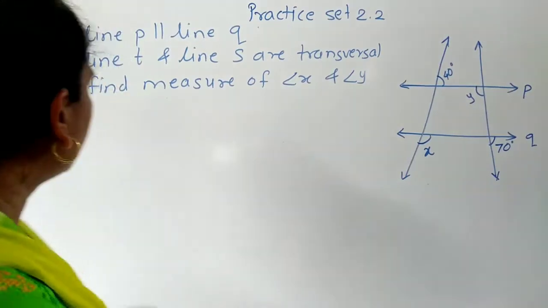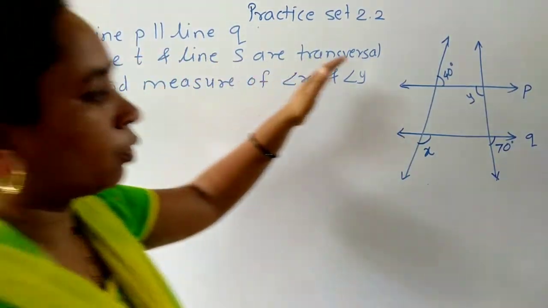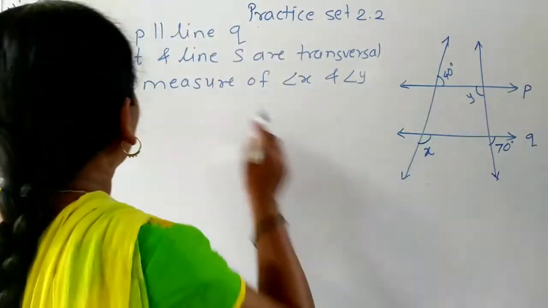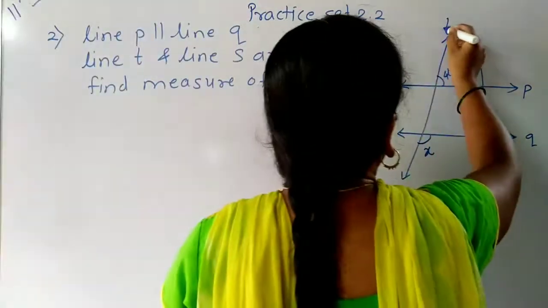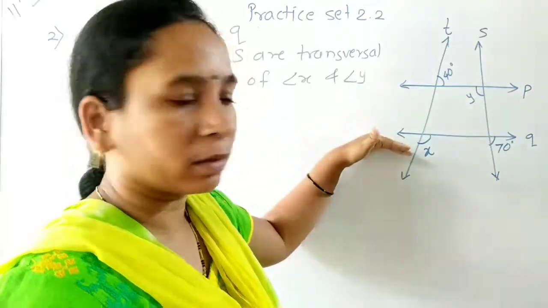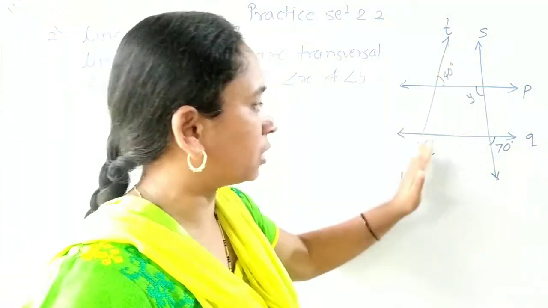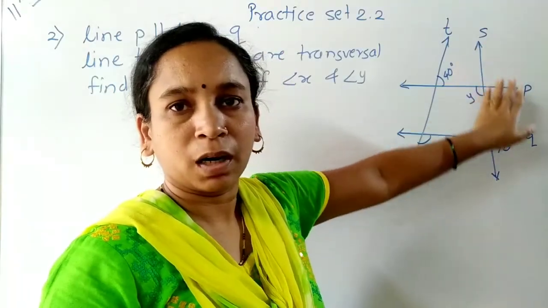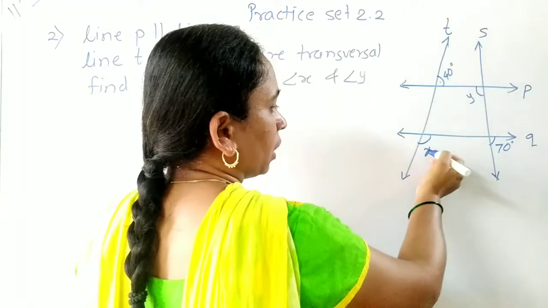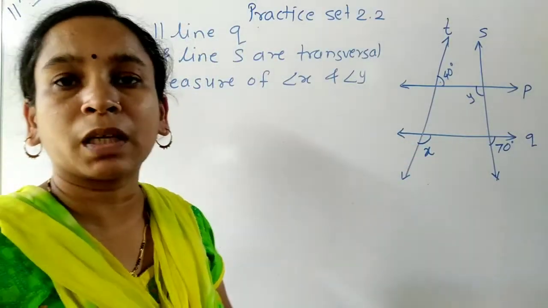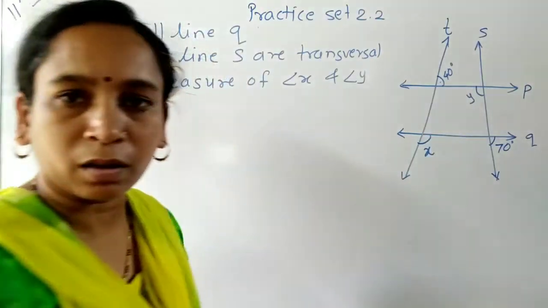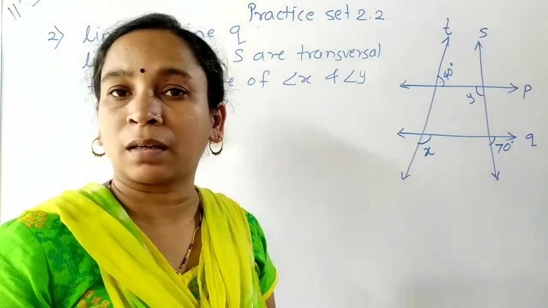In the third example, see here, line P and Q are parallel. See, these two lines are parallel. And here, they said that line T and S are the transversals. So, line P and Q are parallel. And if you consider this transversal, forget the other transversal S, forget it. So, we have to find out the relation of 40 degree and X degree. What is the relation of this? But these are not any pair of angles, corresponding angle, alternate angle, interior angle.